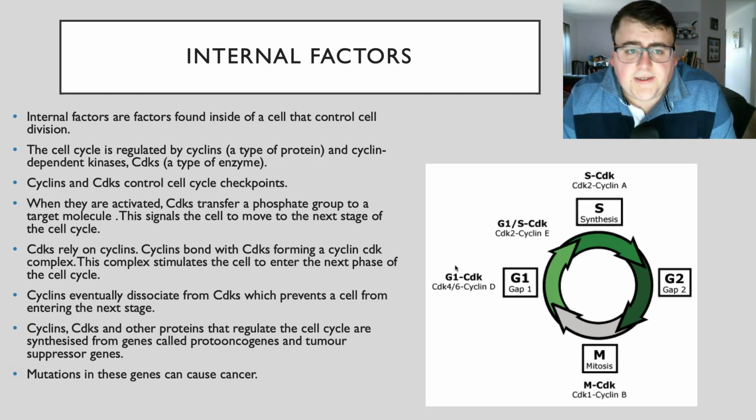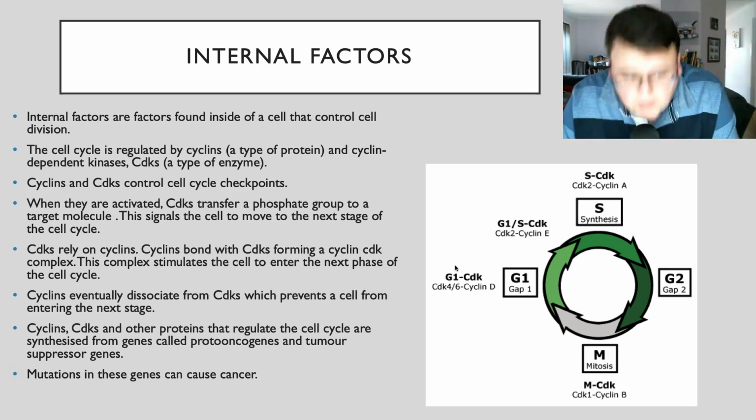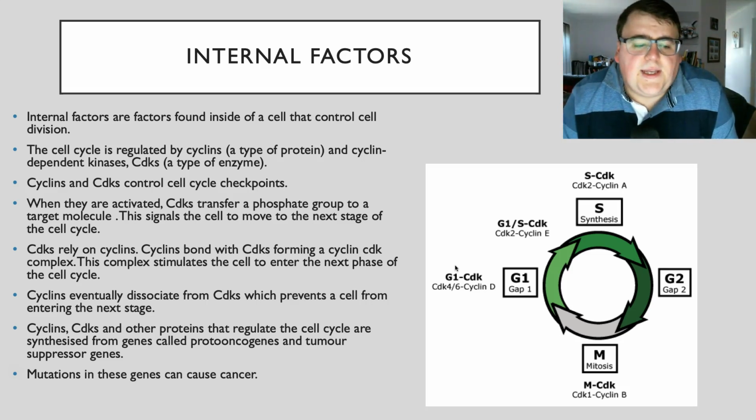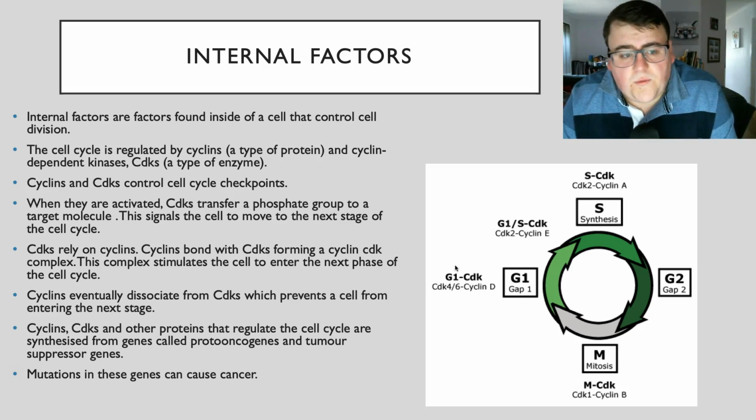CDKs have to rely on cyclins, and cyclins will bond with CDKs, forming something called a cyclin-CDK complex. Once that complex has been formed, again, it will stimulate the cell to enter the next phase of the cell cycle. Eventually, cyclins will dissociate from CDKs, which prevents a cell from entering the next stage. So, the cyclins and CDKs and the other proteins that help regulate the cell cycle are actually all created from genes called proto-oncogenes and tumor-suppressing genes. Any mutations in these genes can obviously cause cancer because it's going to alter what cyclins and CDKs actually do.